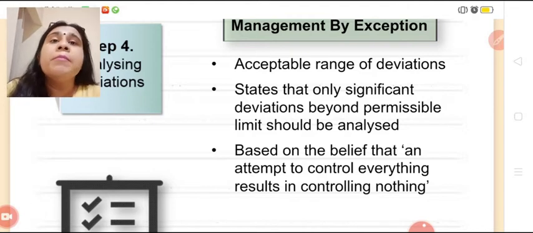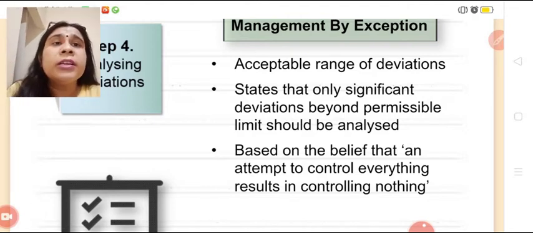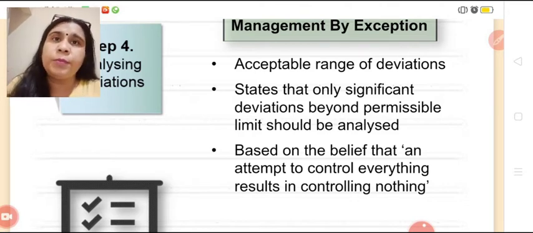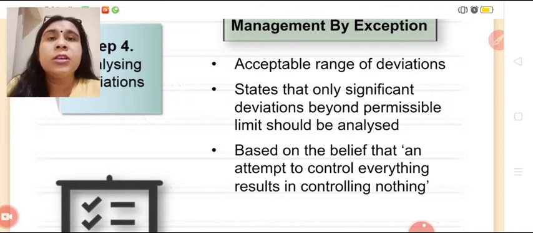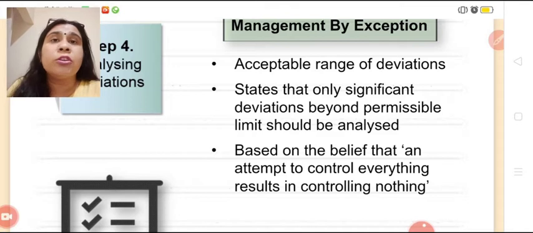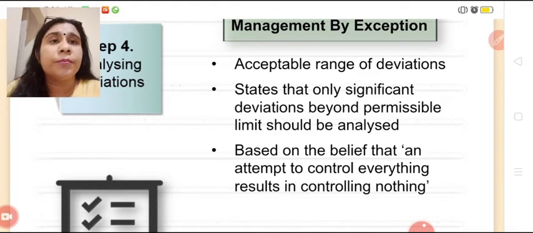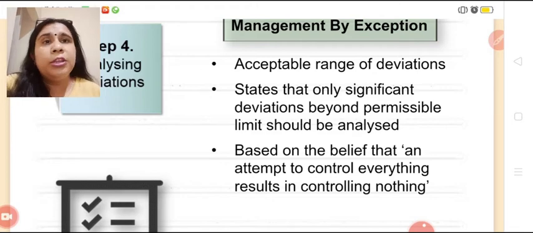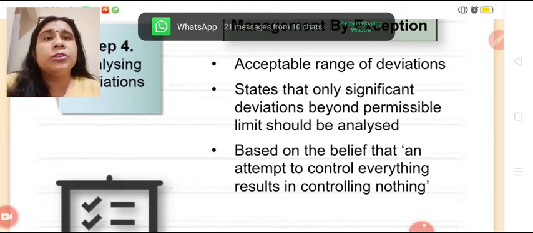Second aspect is management by exception. It considers acceptable range of deviations. If the production is as per the acceptable range of deviations, we do not take any corrective action. But if it goes beyond the acceptable range, it states that only significant deviations beyond the permissible limit should be analyzed, and it is based on the belief that an attempt to control everything will result in controlling nothing. So if the deviations are going beyond the permissible limit, then management should be informed and corrective actions should be taken.